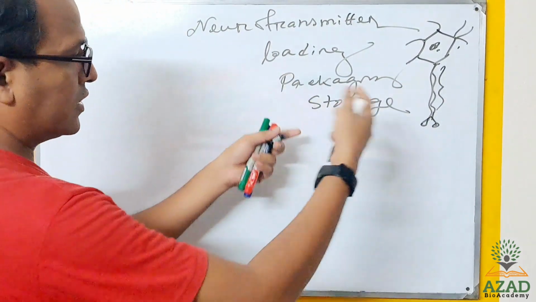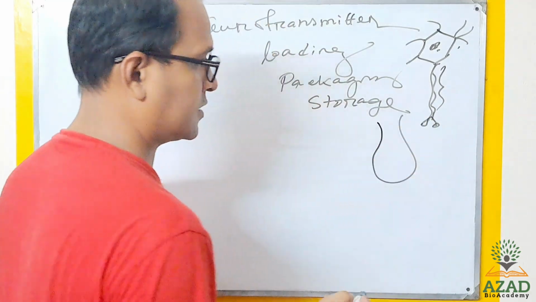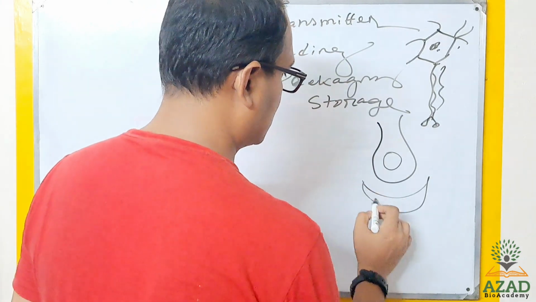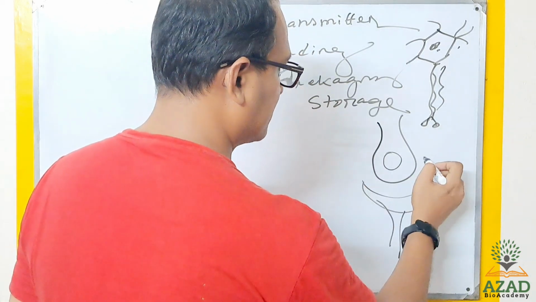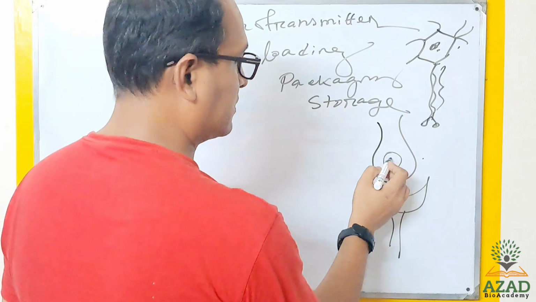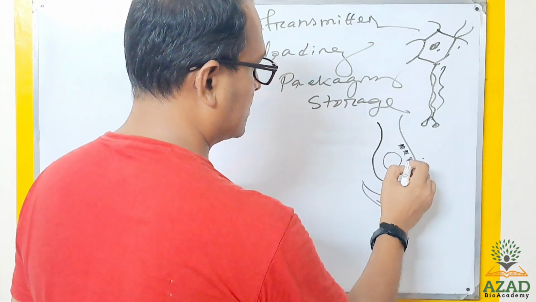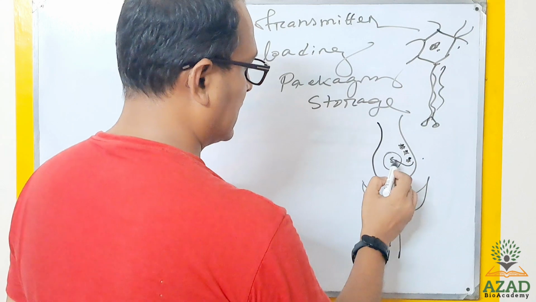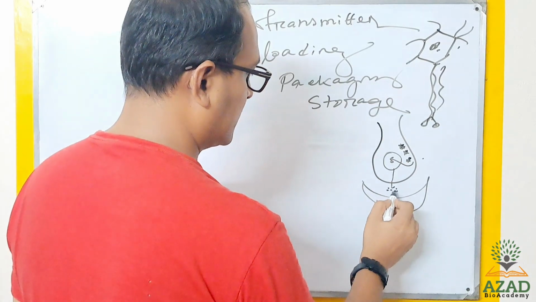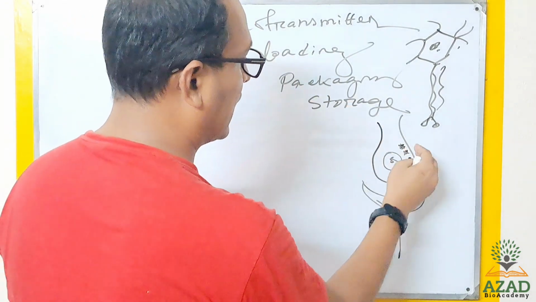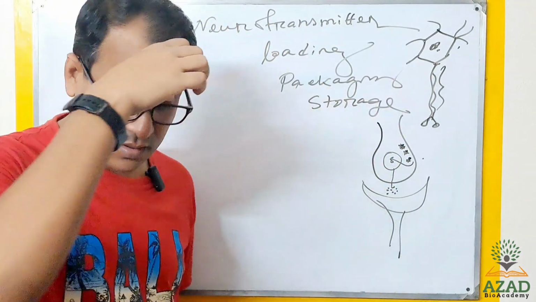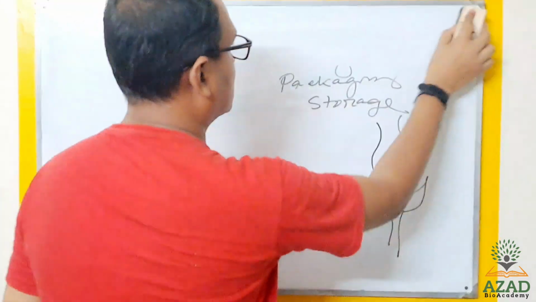If I draw it in a different way, this is the presynaptic terminal knob, here will be the vesicle, and this is the postsynaptic part. In the presynaptic terminal, the vesicle will be there, and the neurotransmitter will be loaded within the vesicle. After activation of the nerve, it will release the neurotransmitter. That is neurotransmitter release. But today's topic is loading, how it will load into the vesicle. So let's come to the main point.